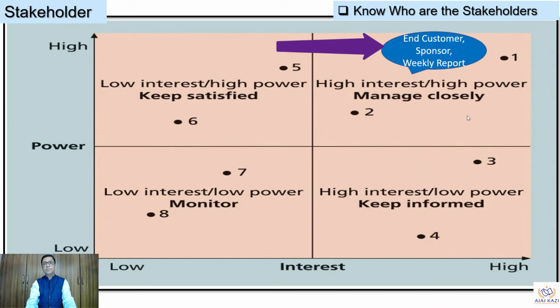The first one is high interest, high power. This could be your end customer, or people who have invested money into it, or the sponsor. We must manage them closely, giving a weekly report, or whenever they need information it is to be fed to them. They have to be managed very closely.